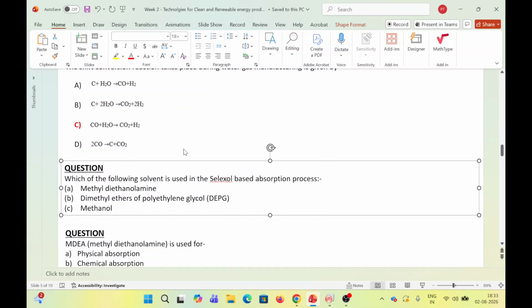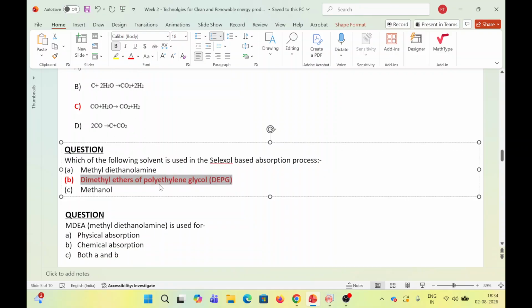Dimethyl ethers of polyethylene glycol. Okay. Any questions or any doubts in this? The answer is dimethyl ethers of polyethylene glycol. That is the Selexol based absorption process. Okay, so let's come to the next question and then we will get back to this question. We have to discuss more in this.